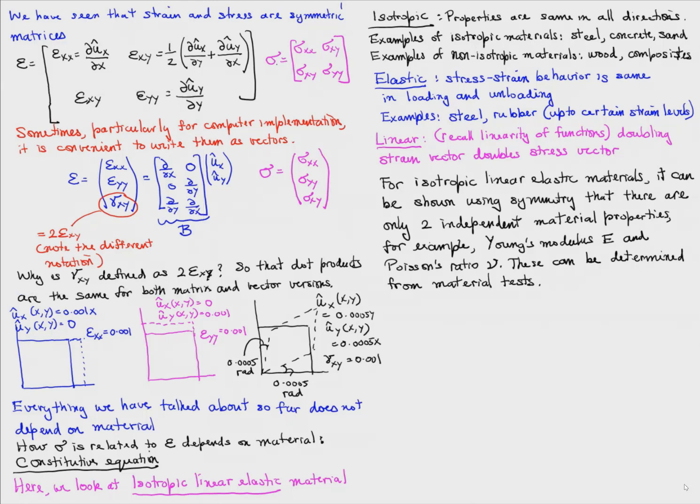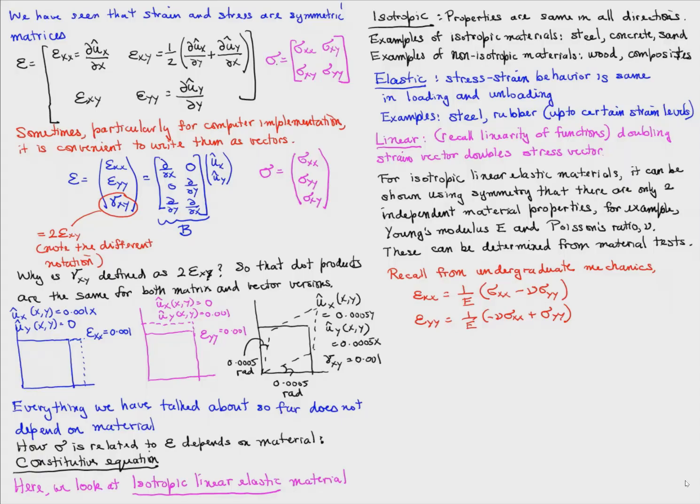If you recall from undergraduate mechanics again, epsilon xx is related to sigma xx and sigma yy by this equation: 1 over E times sigma xx minus nu times sigma yy. Epsilon yy is 1 over E times minus nu sigma xx plus sigma yy. Gamma xy is 1 over the shear modulus, which you've probably seen. And the shear modulus is actually not a separate material parameter. It's related to the Young's modulus and the Poisson's ratio. And if you're interested, you can look up why.